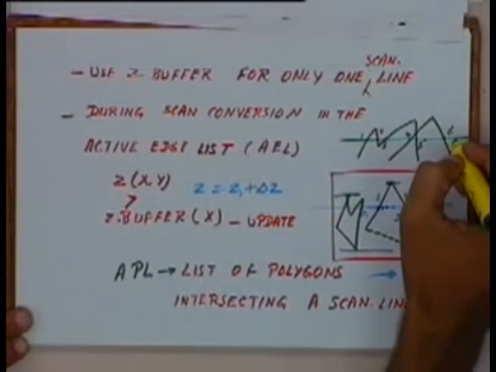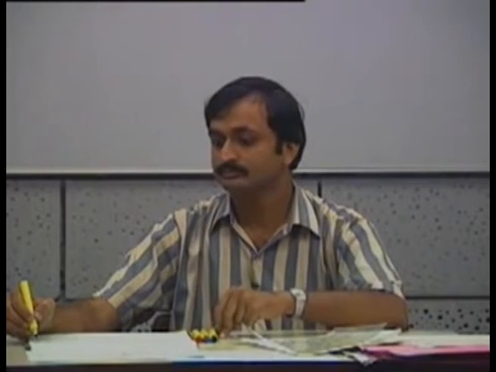That means that each scan line it will go as many number of times as the number of polygons at each scan line. At each scan line, say there are n active polygons, so it will go n times, and n times it will update. Okay, but it will update only in the portions which are intersecting.